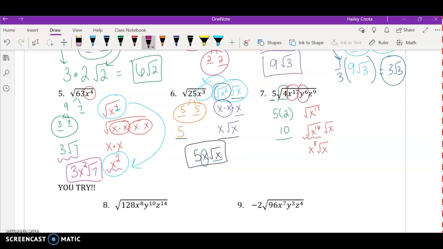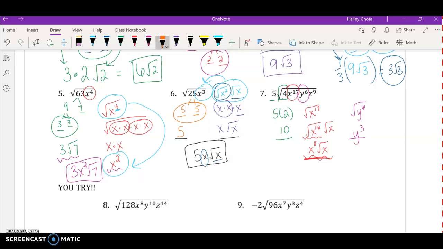Same thing as for, sorry, I want to underline this because it's the one we're going to use. Okay, part of our answer. Same thing for y to the 6th. Okay, this is already even, so what you can do is just divide by 2, and you get y to the 3rd.